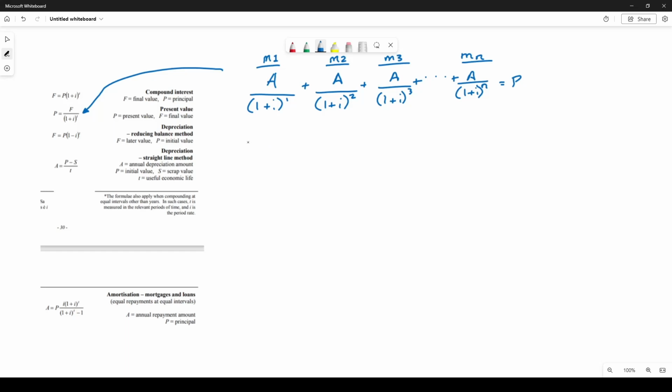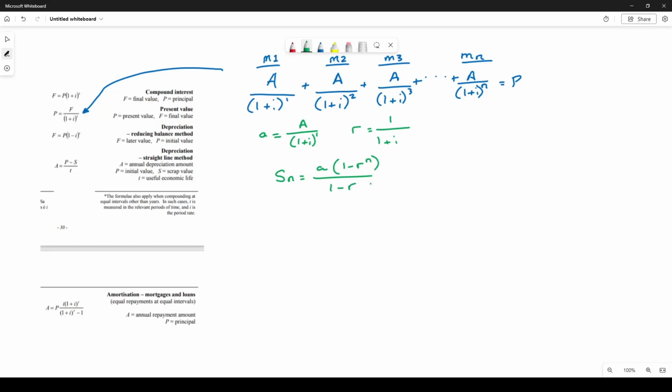But then you'll notice that makes a geometric sequence where A, the first term, is A over 1 plus I to the power of 1, and the common ratio, the number you're multiplying by each time, is 1 over 1 plus I, because each time you're multiplying by 1 on top effectively and 1 plus I on the bottom. So we're going to make an SN formula out of that using the geometric sequence SN formula.